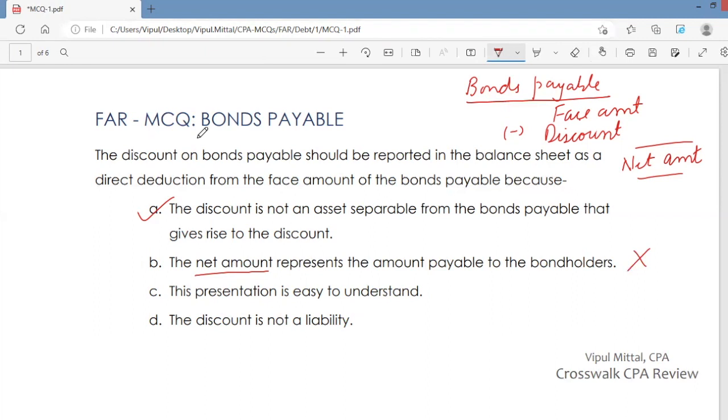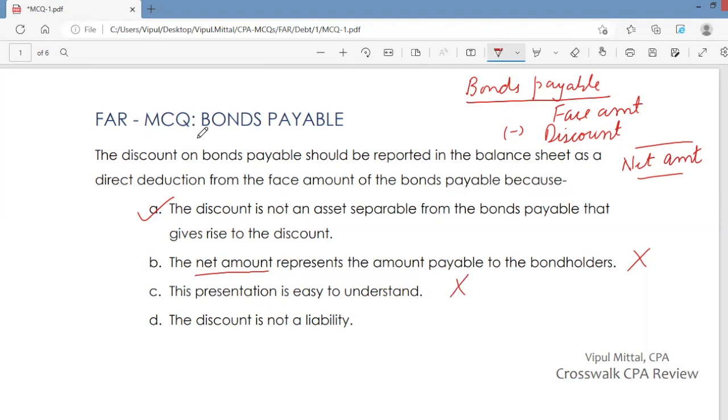This presentation is easy to understand. No, you do not present this way because it is easy to understand. You do the presentation as per US GAAP. This is what is required under US GAAP. So presentation has to be as per the accounting standards. You just don't do the presentation because that's easy. So this is no reason to present this way.